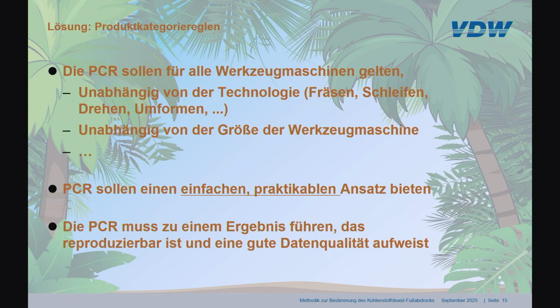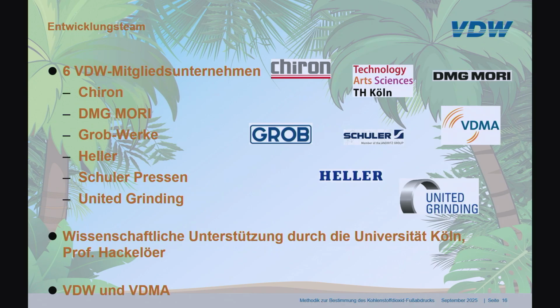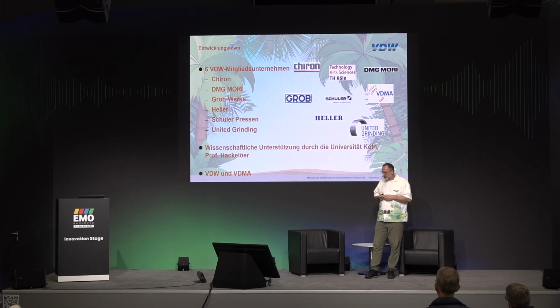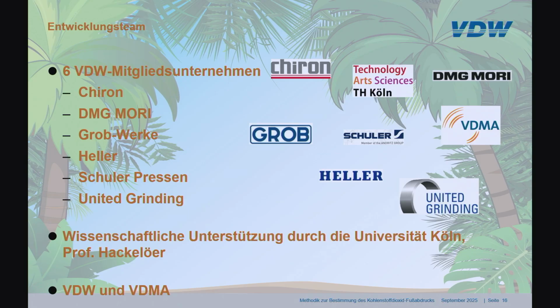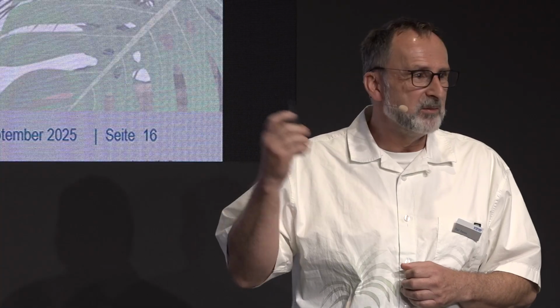We're not really eliminating bureaucracy. You have the rules and regulations that are still there, but we offer a solution for how, even for an SME, you can implement that well. And when I say we, well, who developed it? We, the association, VDW. We did this together with 6 of our member companies: Chiron, DMG Mori, Grob, Heller, Schuler, and United Grinding. And we got scientific support from the University of Cologne, Professor Hackelöhr, and his initial statement there was, it was impossible, and we did it nevertheless.